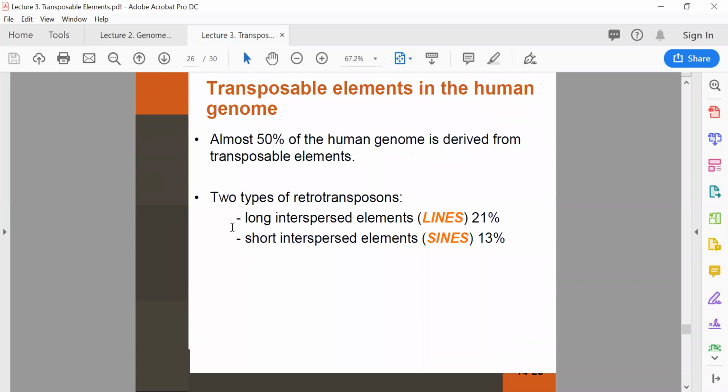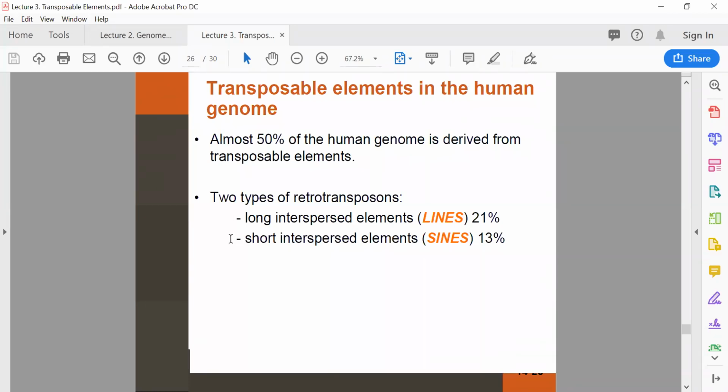Very briefly, there's two broad types of retrotransposons, which you've probably heard of before. The long interspersed elements called LINEs, and they represent about 21% of the genome. These are fairly long, up to about 5 kilobases in length, and there's up to about 40,000 copies of these in the genome. And these LINEs are autonomous elements, so they can move around like the retrotransposons.